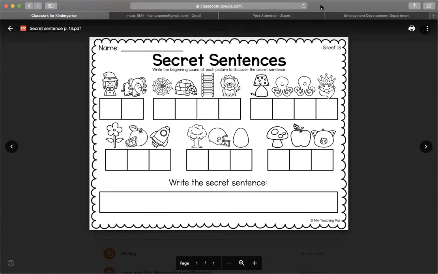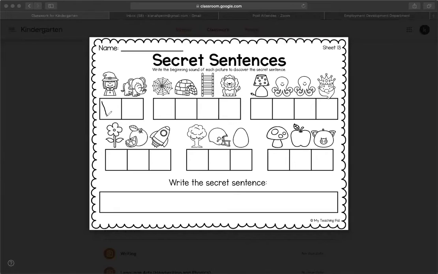W. A W. So under the box or on a separate sheet of paper, you are going to write a W. Now make sure, because it's the beginning of your sentence, it has to be an uppercase letter.